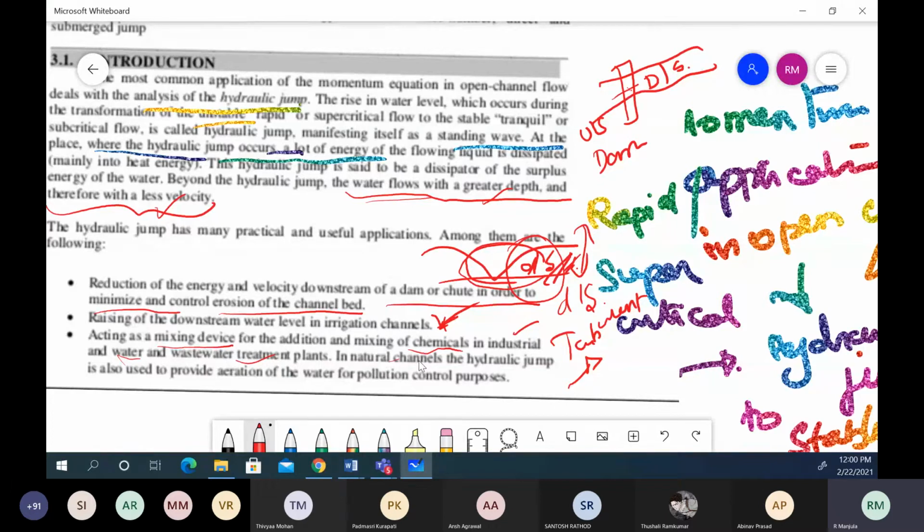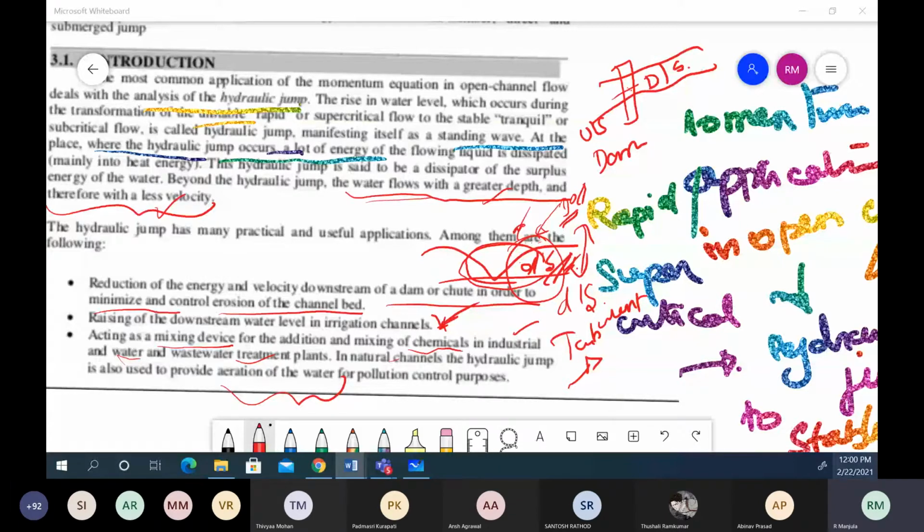If you take the natural channels, the hydraulic jump is mainly used for providing aeration. If the hydraulic jump occurs, you have a lot of air bubbles. Because of that, your dissolved oxygen is increased. When there is aeration, obviously DO is increasing. So that is what is happening with respect to hydraulic jump.